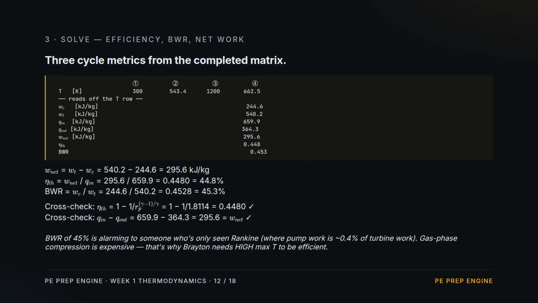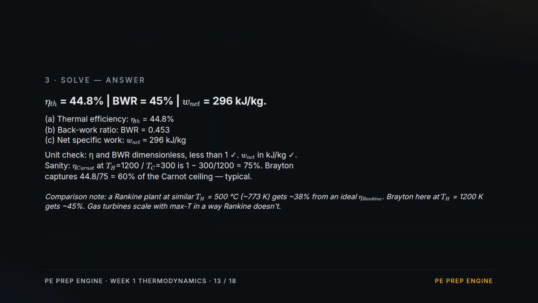2 free cross-checks. The closed form efficiency matches, and first law closure matches net work to heat in minus heat out. Final answers. Efficiency 44.8%, back work ratio 0.45. Net specific work about 296 kilojoules per kilogram.